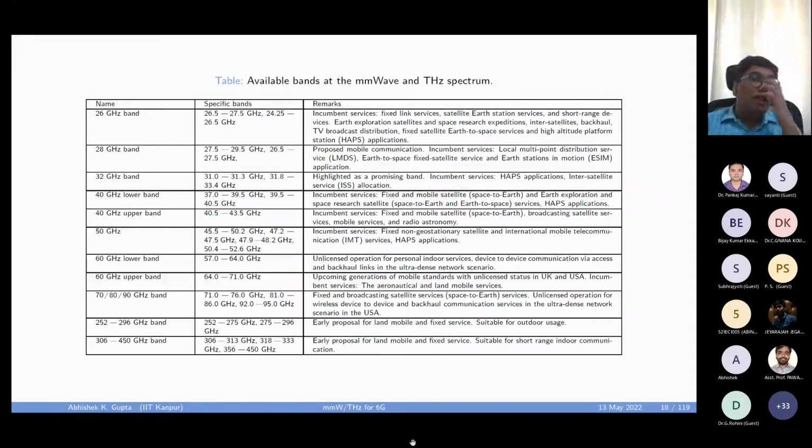So this is currently a proposal for available bands, and you can see that these lower frequencies like 26 gigahertz and 28 gigahertz already have applications, like fixed satellite Earth to space services and high altitude platform services. So these are currently incumbent. As we go higher in the frequencies, people have not focused much, but there are some early proposals for land mobile and fixed services, and people can use them for outdoor. And then again, as you go above, you can talk about short range communication.